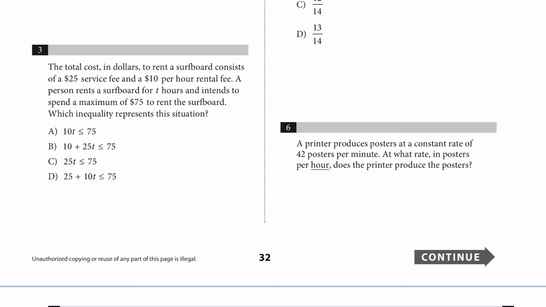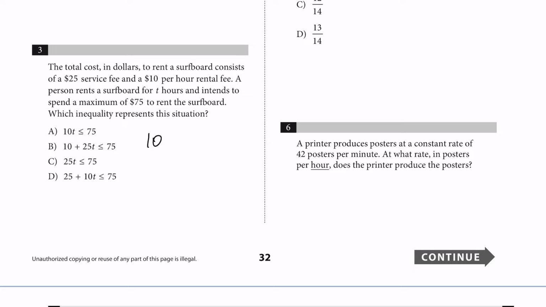The total cost in dollars to rent a surfboard consists of a $25 service fee and a $10 per hour rental fee. A person rents a surfboard for t hours and intends to spend a maximum of $75 to rent the surfboard. So we know our maximum is $75, and we're going to pay a service fee. We're always going to pay the service fee, so in this case, that's going to be our y-intercept. We're going to pay that regardless. So even when we haven't spent any hours renting the surfboard, we're going to pay the service fee. And then we're going to pay $10 per hour.